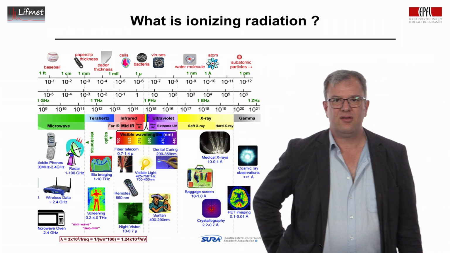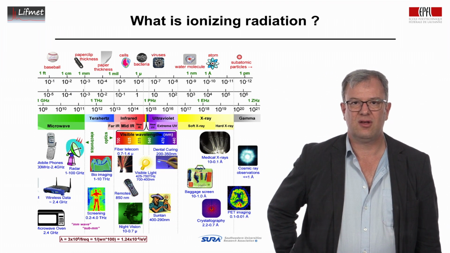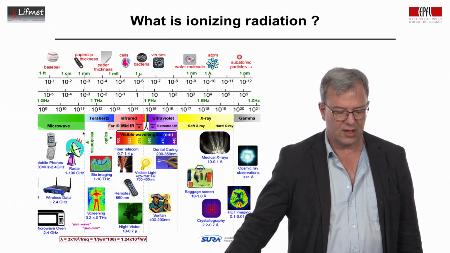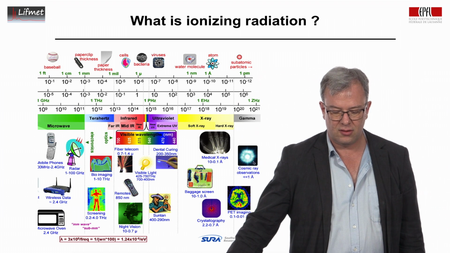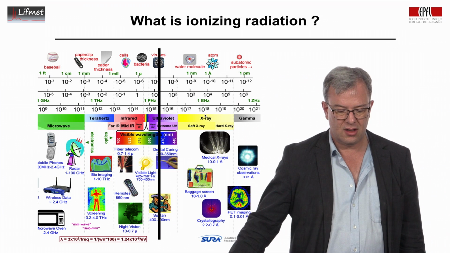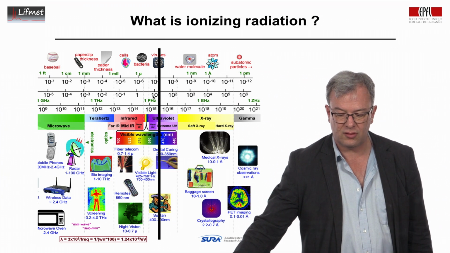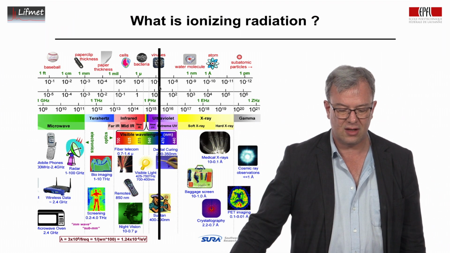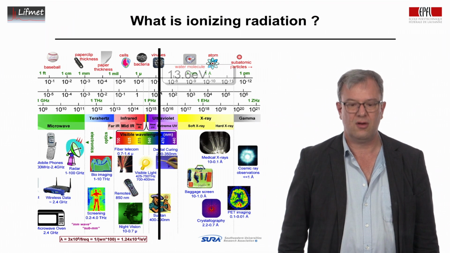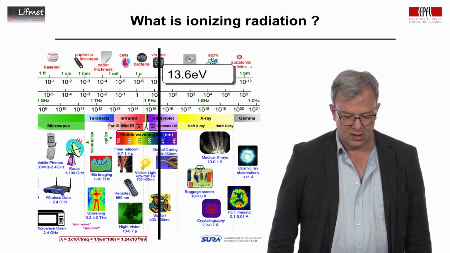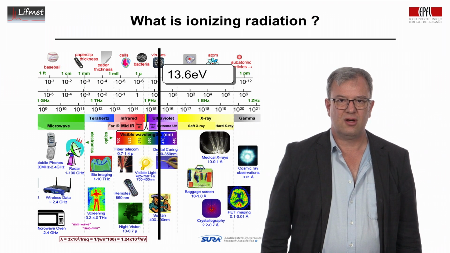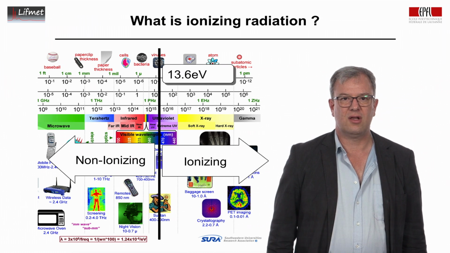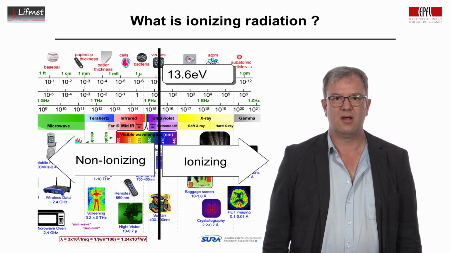So where does ionizing radiation occur? What is typically considered ionizing radiation? Here we retake the electromagnetic spectrum, the whole range from microwave to gamma rays. PET imaging is here. And this is the 13.6 electron volts. Here we have the energy. This is 10 electron volts. This is 100 electron volts. It's a logarithmic scale. This is where 13.6 electron volts is. That's the distinction: everything to the right is considered ionizing, and everything to the left is considered non-ionizing.